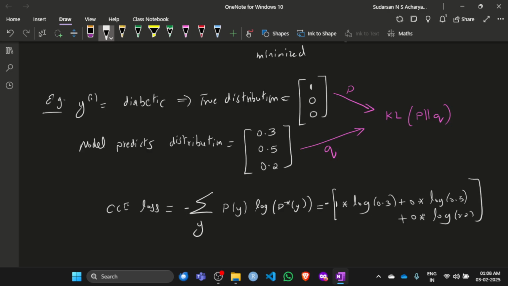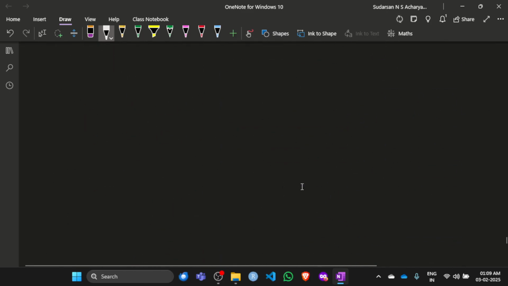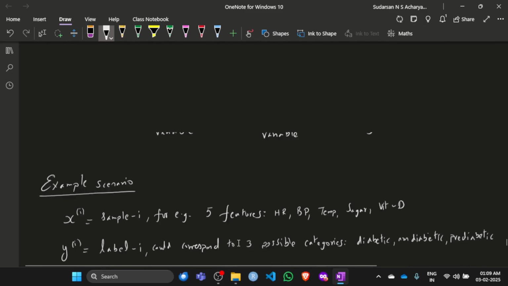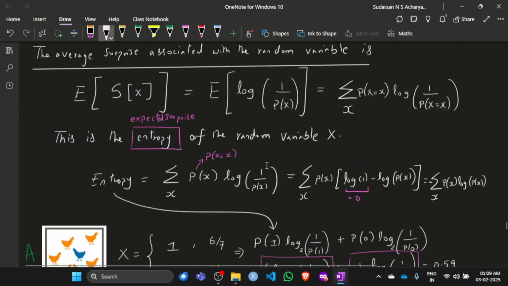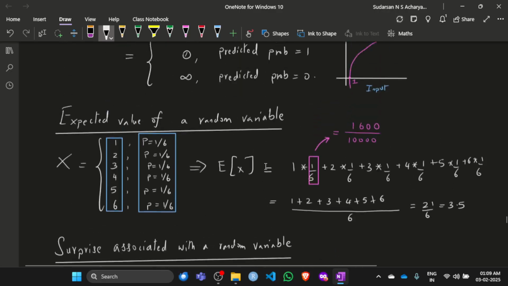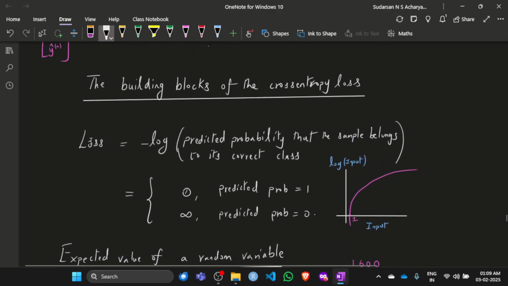So if you simplify all that, you see that this is equal to the negative log of 0.3, which is the negative log of the predicted probability that the sample belongs to its correct label. And that is how we started our discussion. In fact, that is how we motivated what categorical cross-entropy loss is, and that is how we also started today. If you go all the way up, this is how we started. The cross-entropy loss is the negative log of the predicted probability that the sample belongs to its correct class.